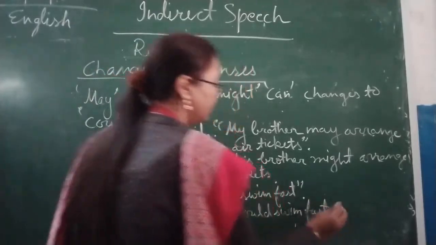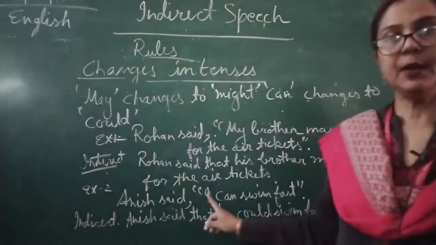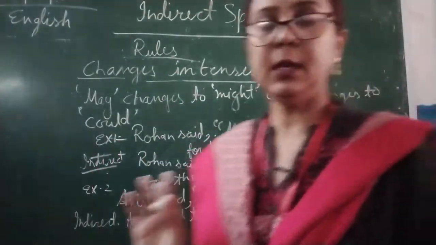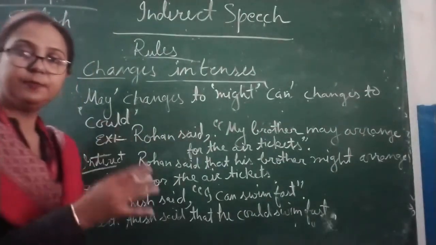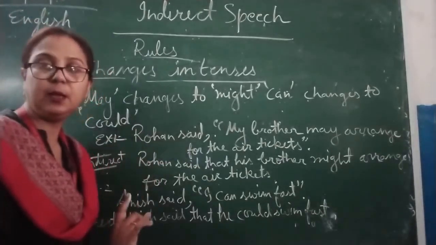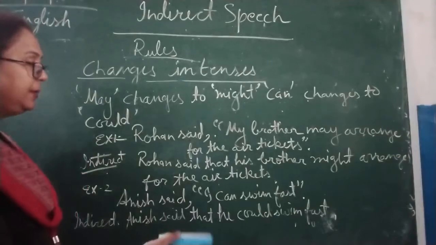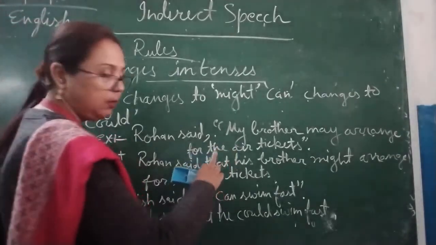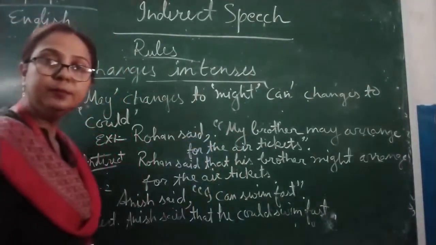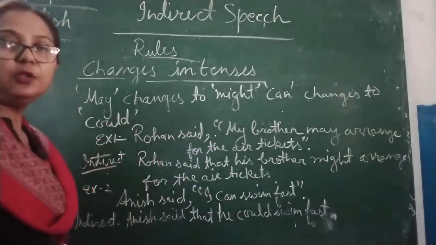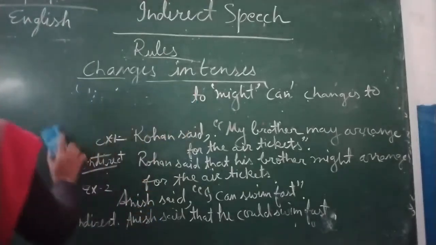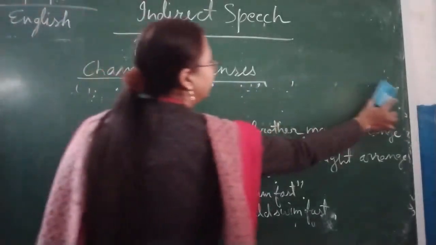Now here you can see children, can become could, may become might. Very simple. No difficulties you can find in this, because may becomes might and can becomes could. Simple thing. Now all things will remain the same, but as we have already known, the verb changes according to the subject. Now children, we are moving to the next rule, that is shall becomes should, will becomes would.